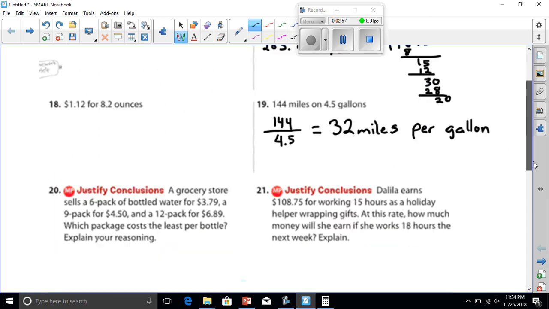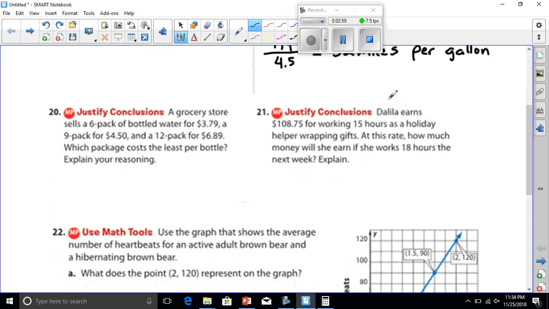All right, let's go down to number 21. Dalia earns $108.75 for working 15 hours in a holiday, helping wrapping gifts. At this rate, how much money will she earn if she works 18 hours next week? Well, this is simply one of those examples of why we need to know how much 1 is. If I know how much 1 is, I know how much anything is. Because if I can tell you how much money she earned every hour that she worked in that 15 hours, I'll just multiply that by 18.